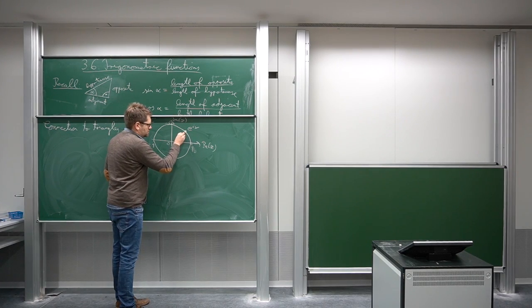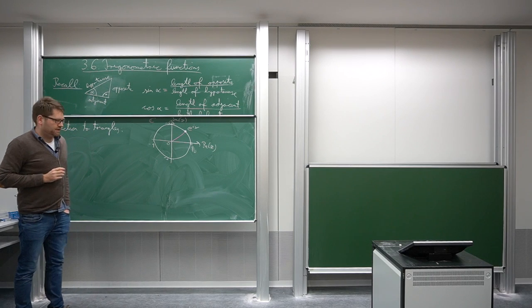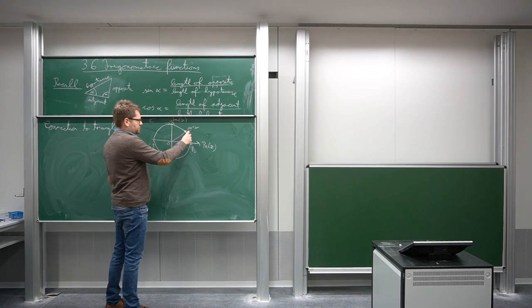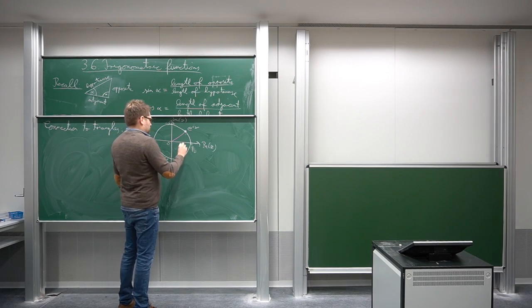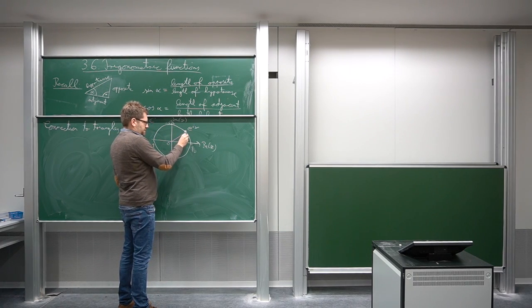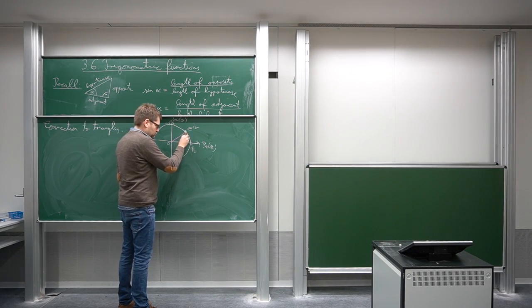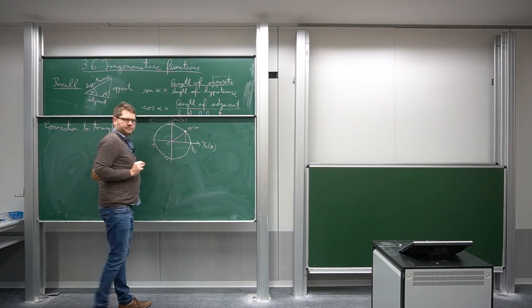Okay, so let us draw the connection line here. This line has obviously length 1 because this is on the circle of radius 1. So now we draw 2 more lines. First of all, we draw the vertical line which goes down to the axis here.